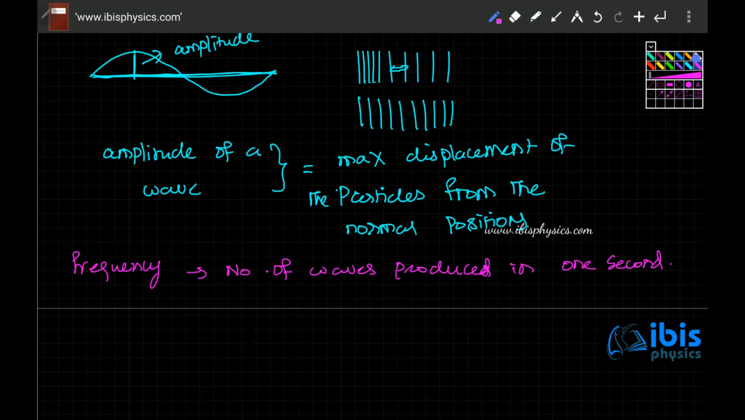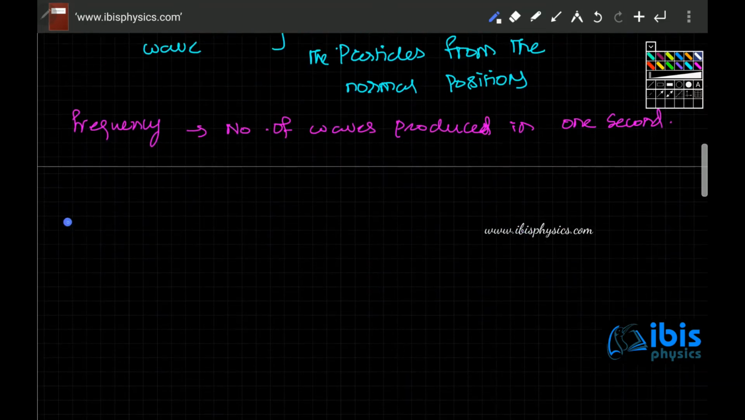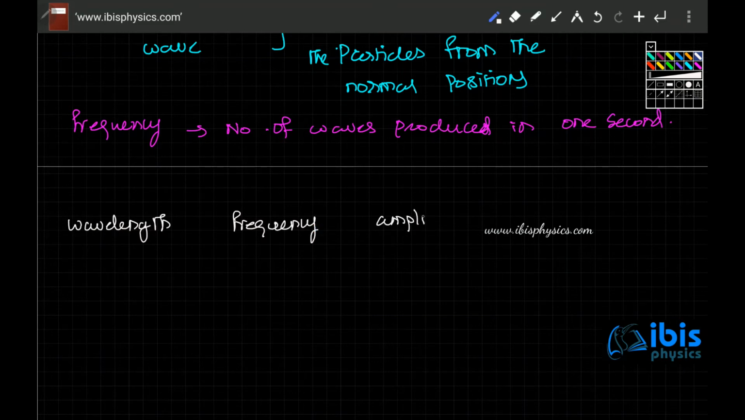There are three major characteristics so far we have seen. One is wavelength, the other one is frequency, and the third one is amplitude. Wavelength is the distance between two successive crests, frequency is the number of waves produced in 1 second, and amplitude is the maximum displacement of the particle from the mean position or normal position.